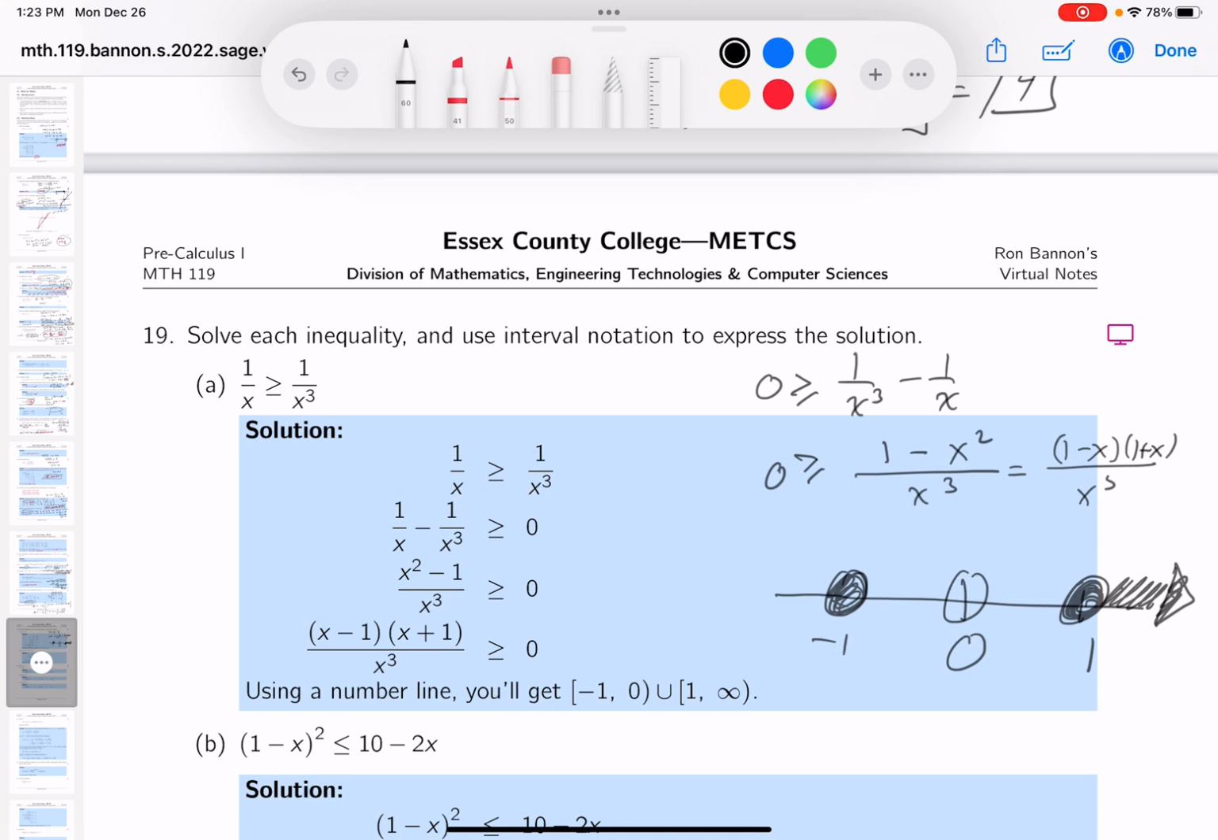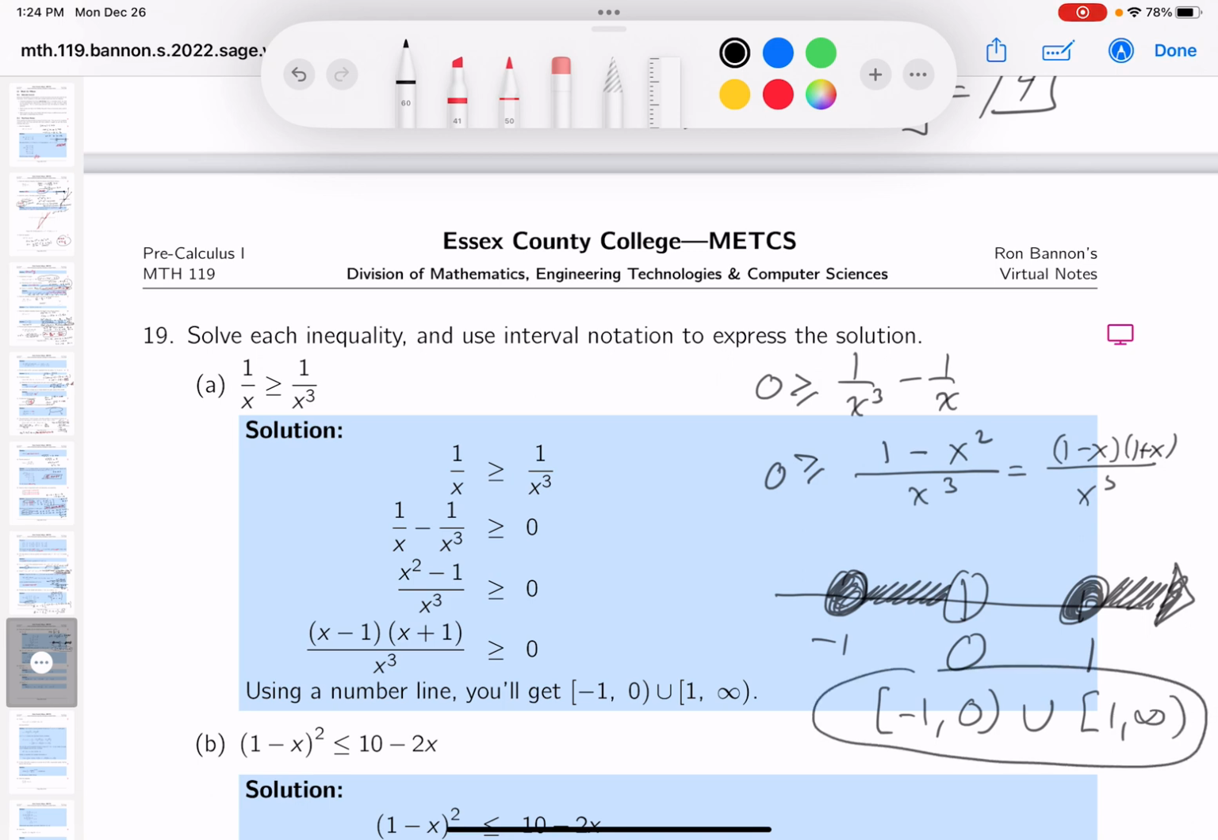Take a number between minus 1 and 0, like minus 0.5, and what would you get? You'd get positive on top, negative on bottom, and negative numbers are less than 0. So that gets shaded in. Take a number below minus 1, like minus 10, plug it in. You get negative over a negative, which is a positive. That does not get shaded in. So my answer over here is going to be from minus 1 to 0, union 1 to infinity.